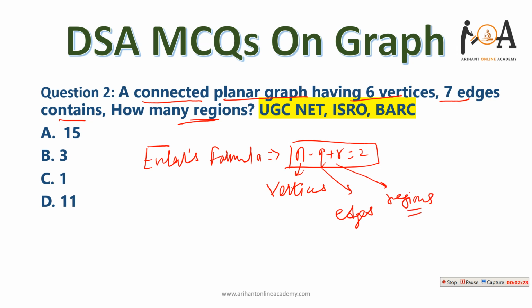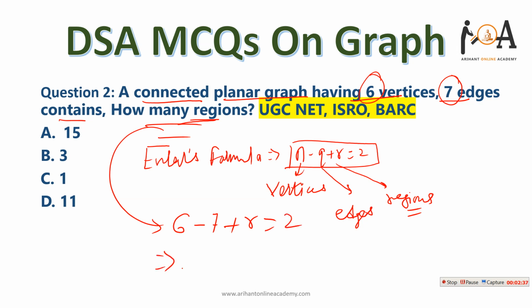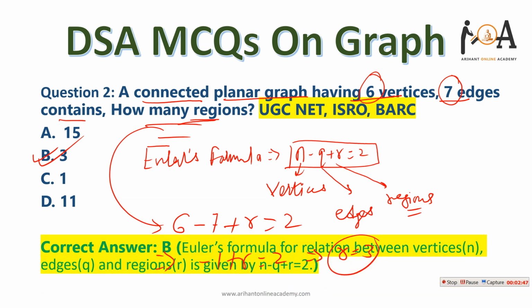What is the value of n, the vertices? How many vertices do we have? 6, minus the number of edges, 7, plus r. We need to calculate how many regions this planar graph would contain. According to this formula, we get minus 1 plus r equals 2. So the total number of regions here is 3. So option B is the most correct answer. Here you can make a note: Euler's formula for the relation between vertices, edges and regions is n minus q plus r equals 2.